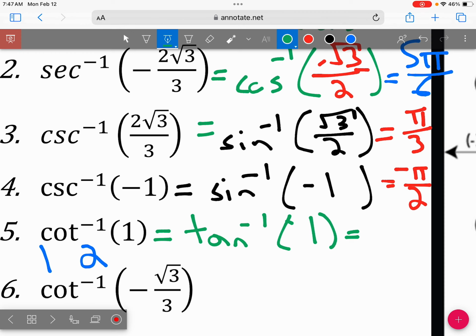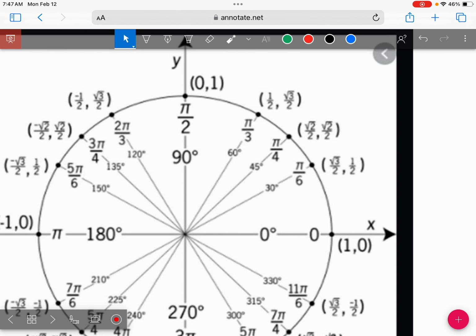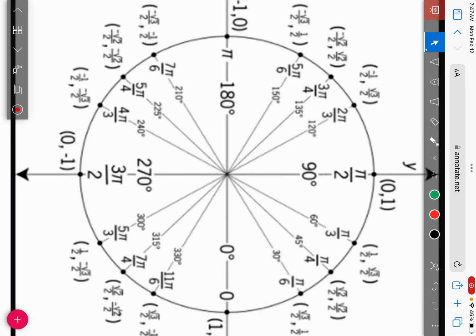Cotangent, we restrict to quadrants 1 and 2. We restrict to 0 to pi. So we have to figure out where tangent in quadrants 1 or 2 is going to be positive 1. The nice thing for all the positive tangents is that it's going to be the same thing as normal. We just have to think that the negatives, when it started off as a cotangent, we're going to have to be looking in quadrant 2, not quadrant 4.